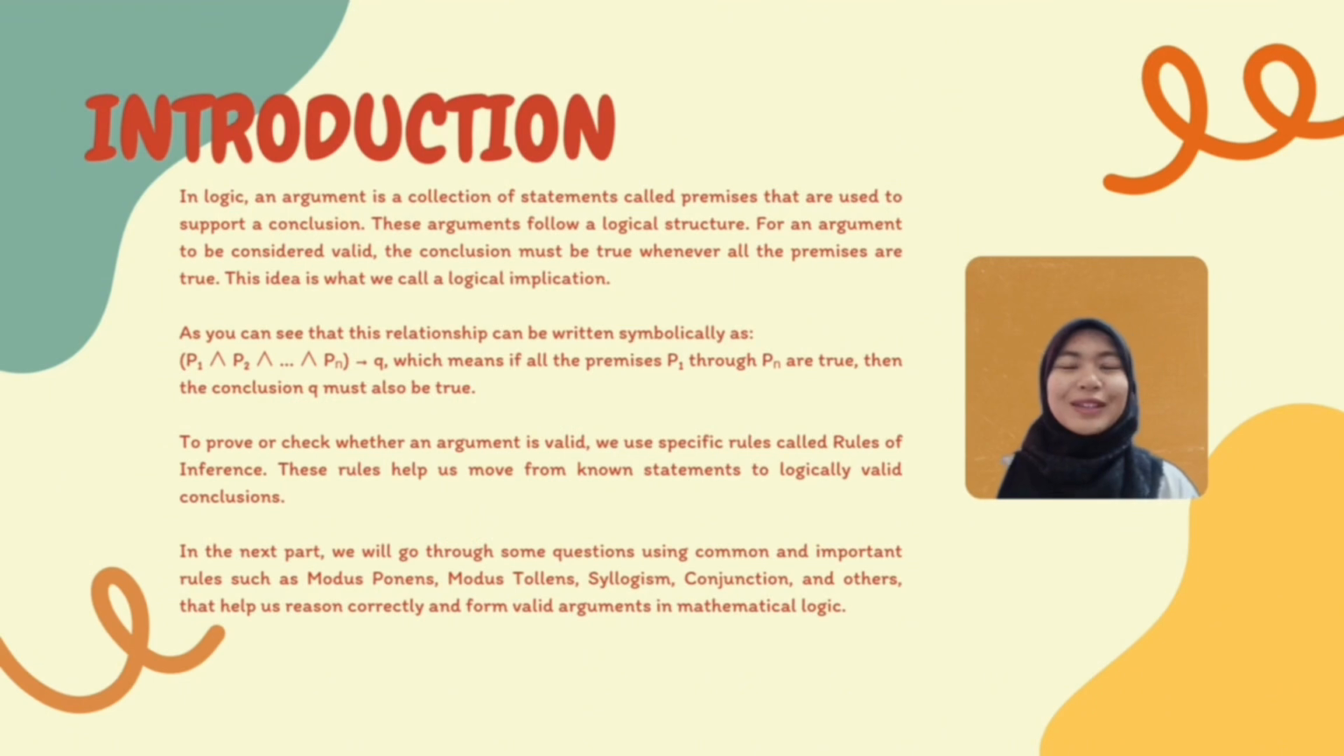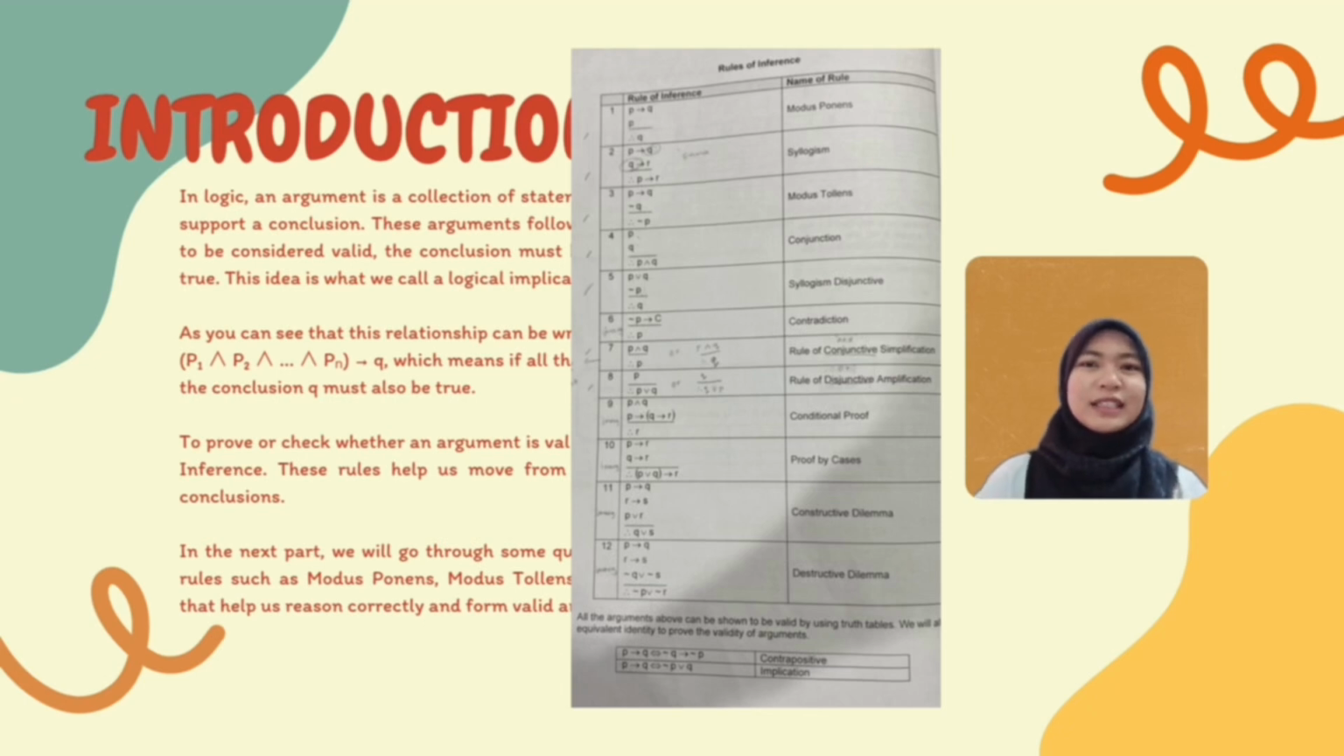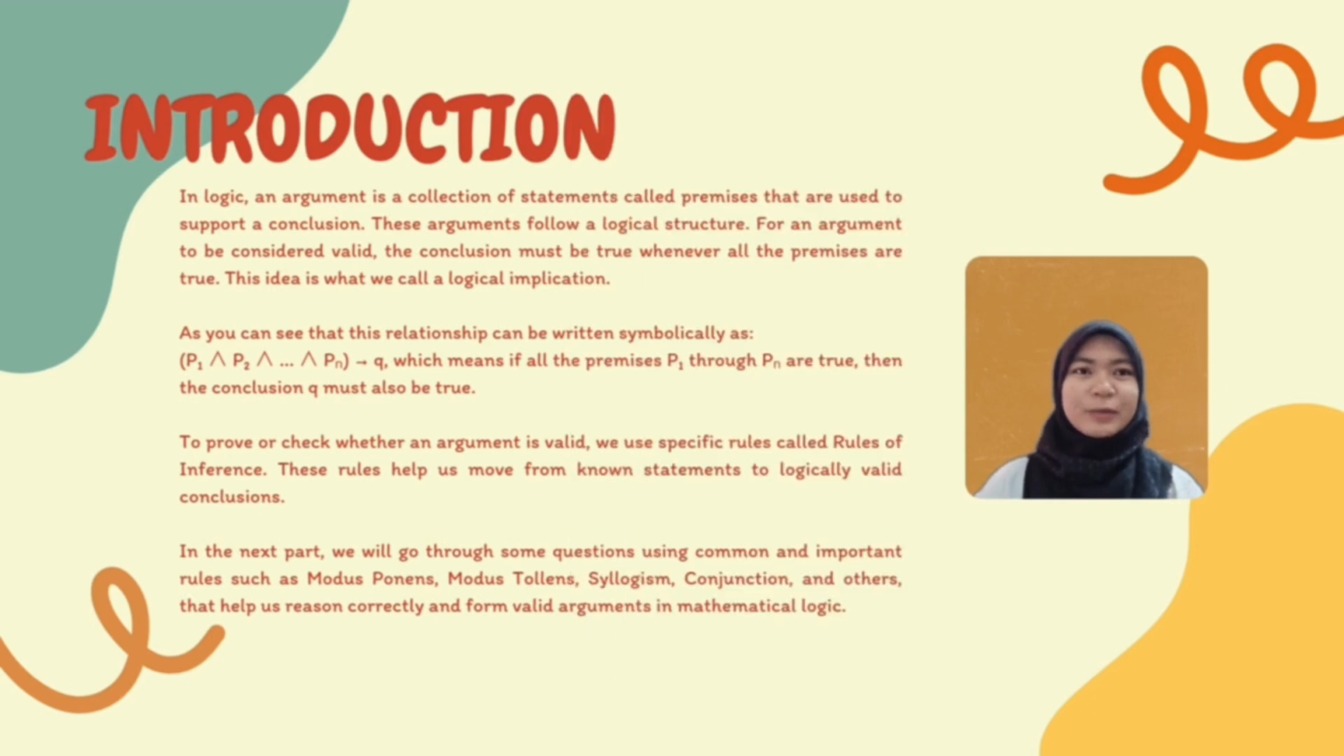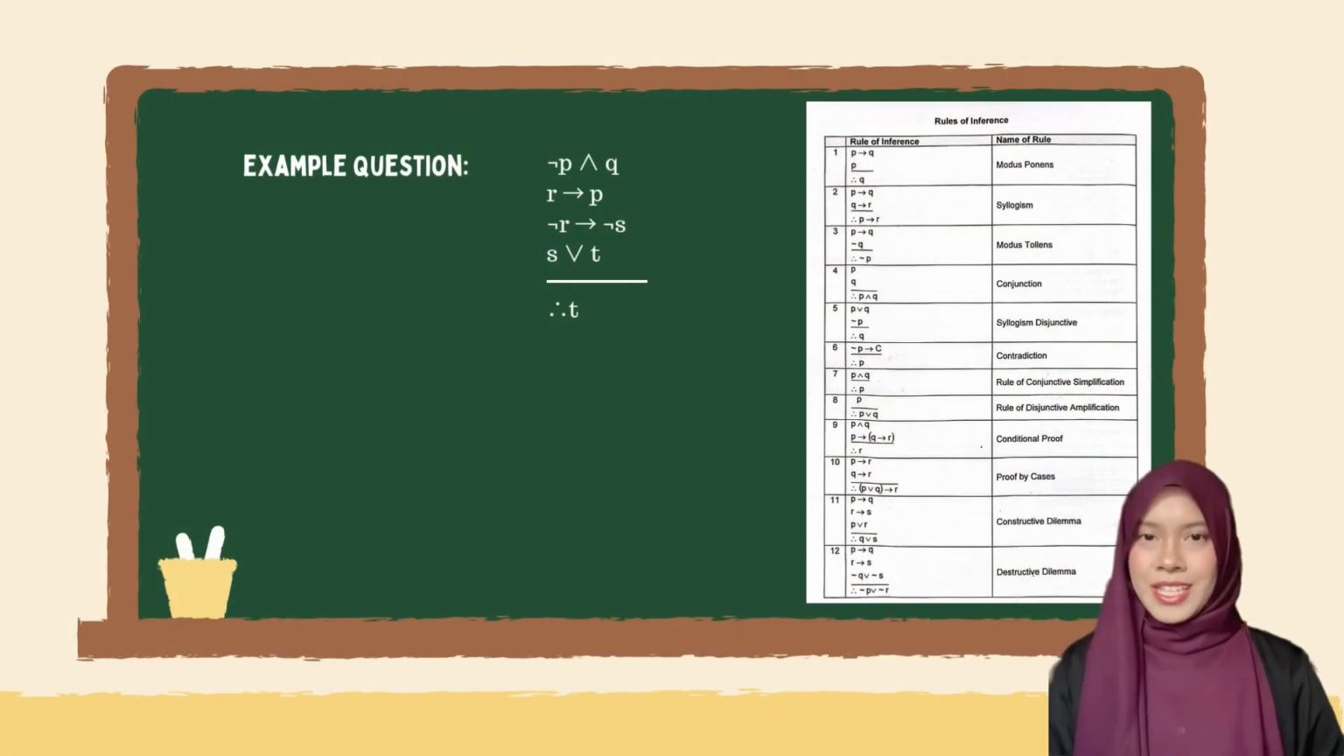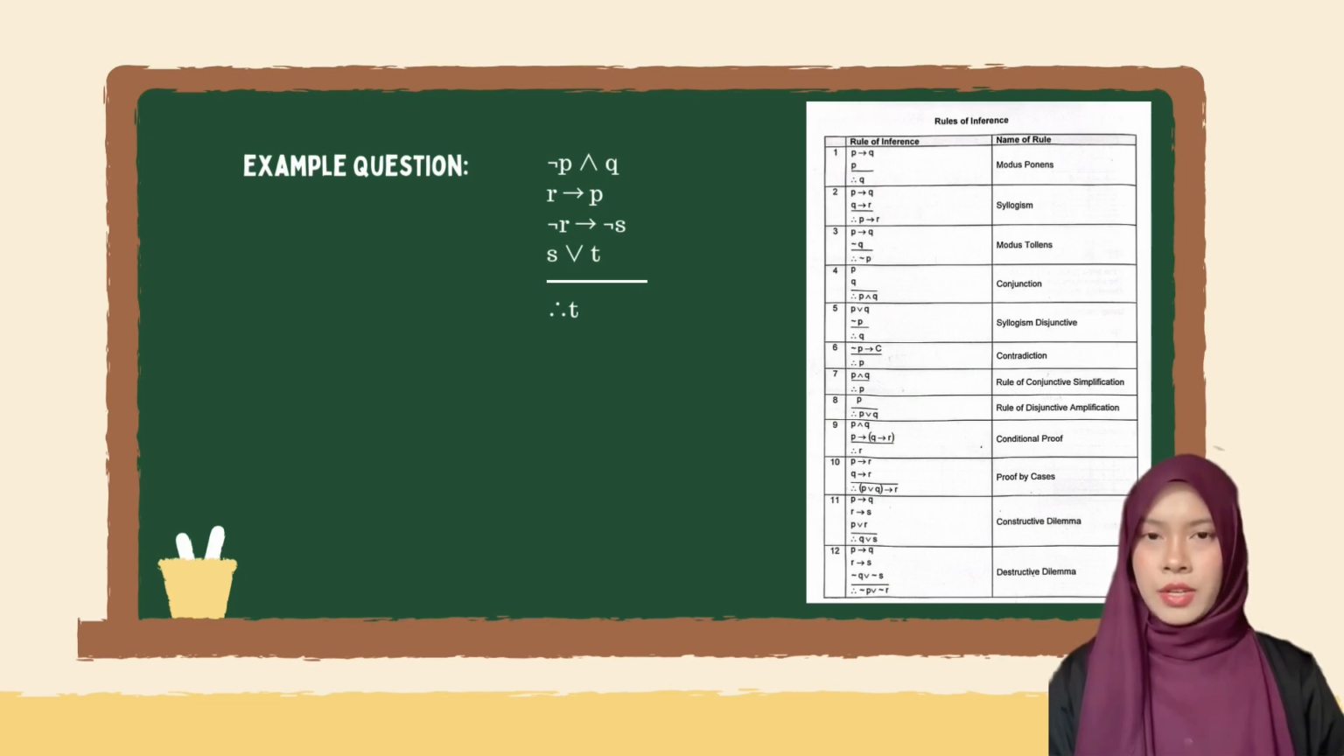be also true. To prove or check whether an argument is valid, we use specific rules called rules of inference. These rules help us move from known statements to logically valid conclusions. In the next part, we will go through some questions using common and important rules such as modus ponens, modus tollens, syllogism, conjunction, and others that help us reason correctly and form valid arguments in mathematical logic. Now, let's go through the first example to show the validity of argument using the rules of inferences.